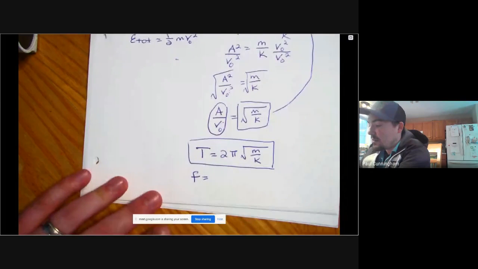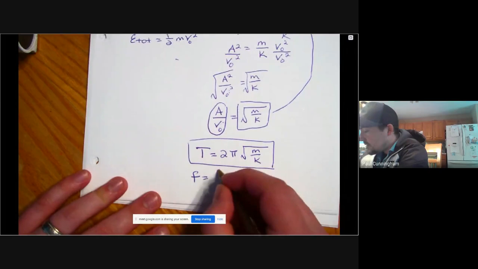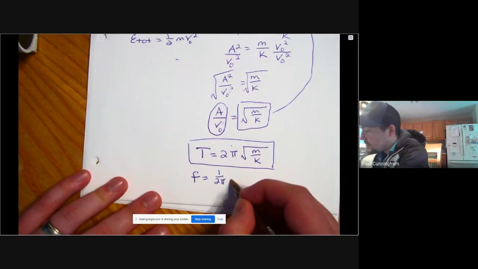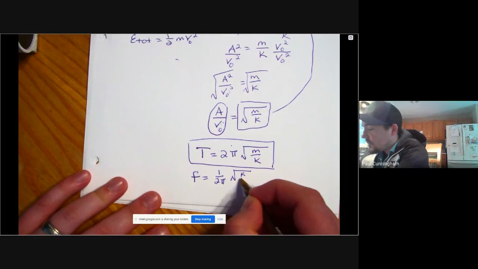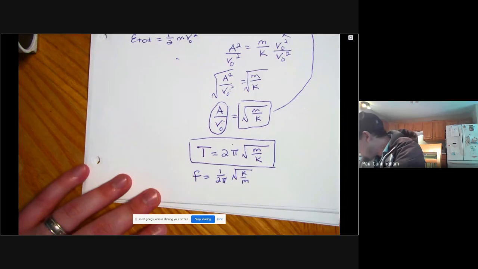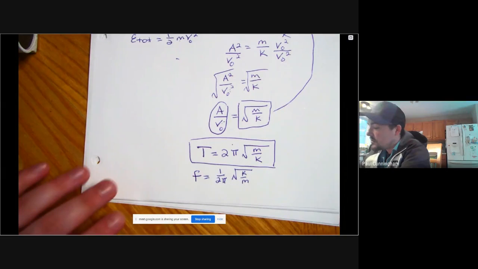So you could always just find the period and take the reciprocal of it. But for the sake of being complete, it ends up being 1 over 2 pi times the square root of k over m. Notice everything has just basically been reciprocated. Nothing too fancy. So these are your 2 formulas.